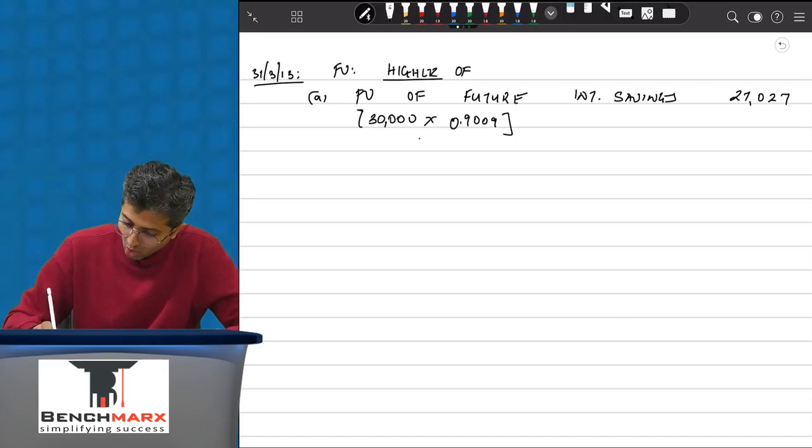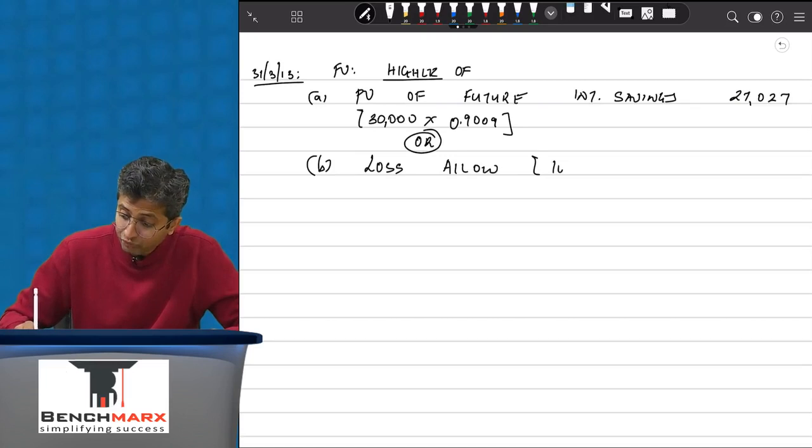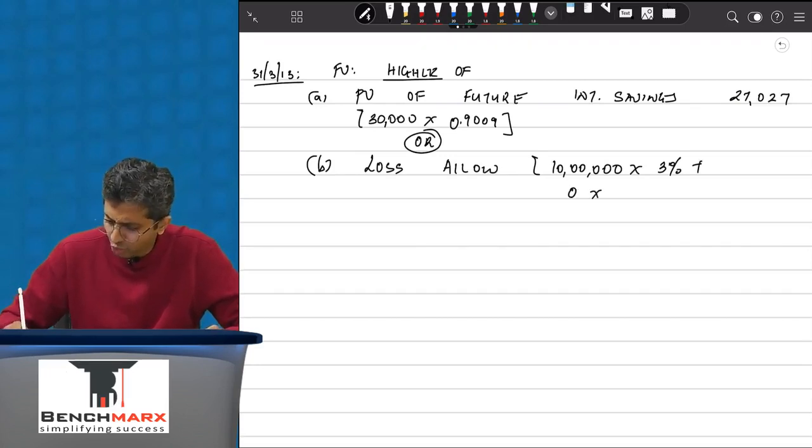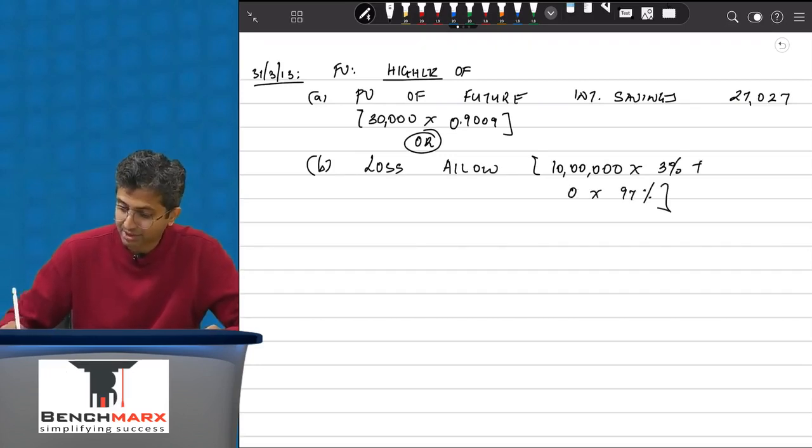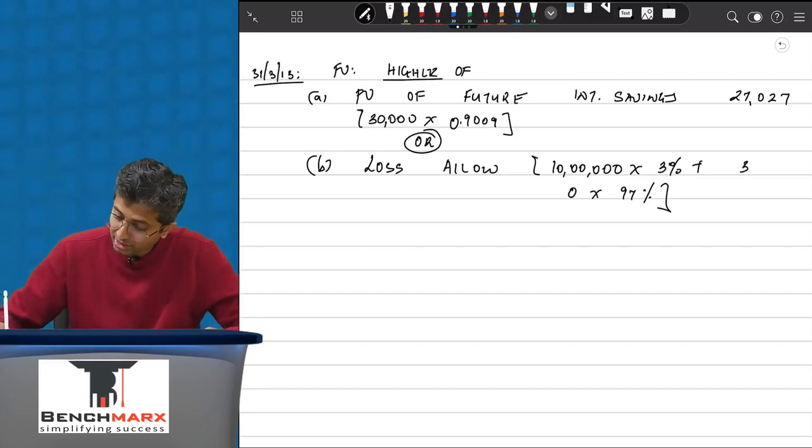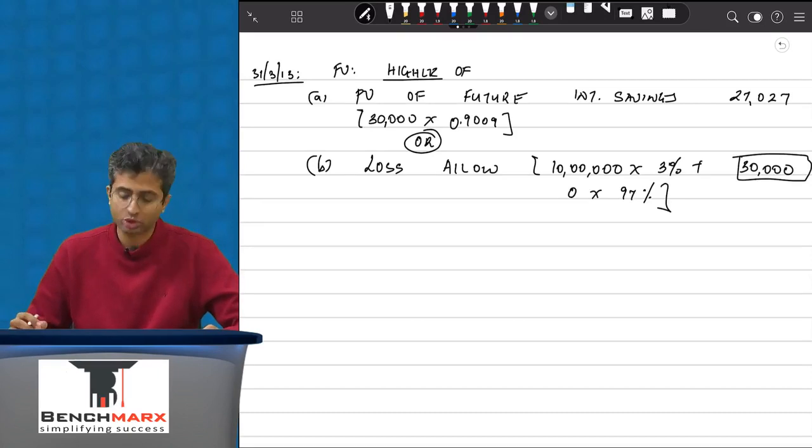which is 27,027. Or sub point B, you will compare this with the loss allowance. Now you think the probability of loss is 3%, so 10 lakhs will be lost, and that is a 3% chance. However, if there is no default, there is a 0 rupee loss, for which there is a 97% chance. So basically this is 30,000. This is the higher of the two, which is 30,000, and hence your liability should come down to 30,000.